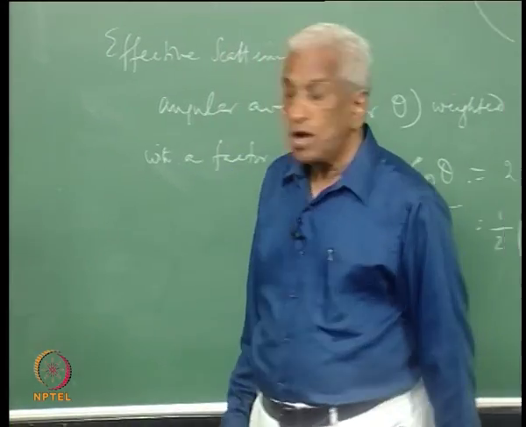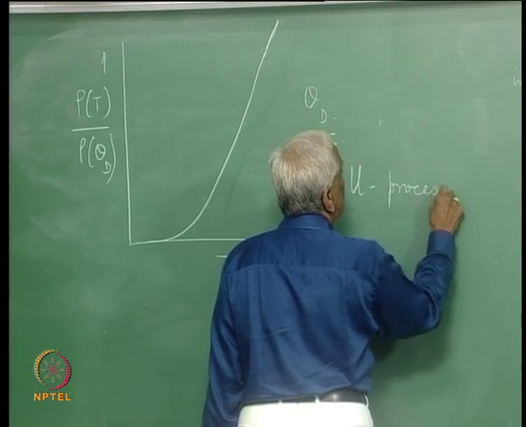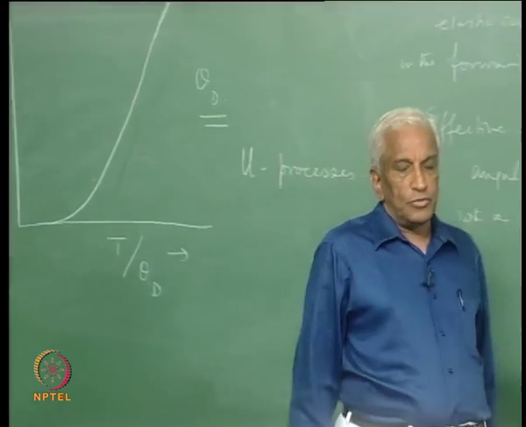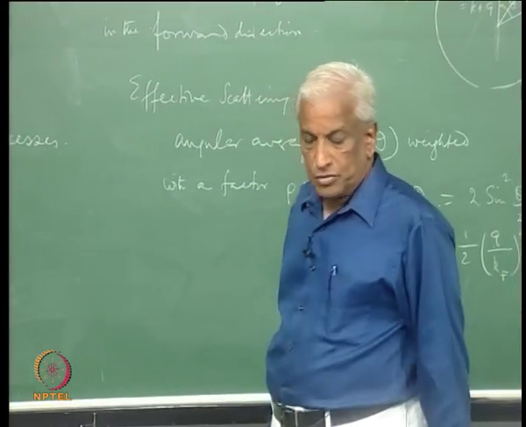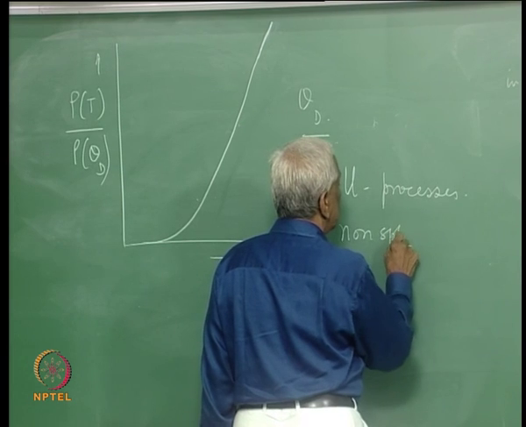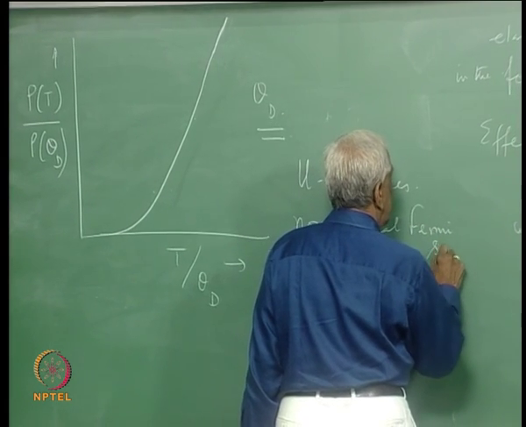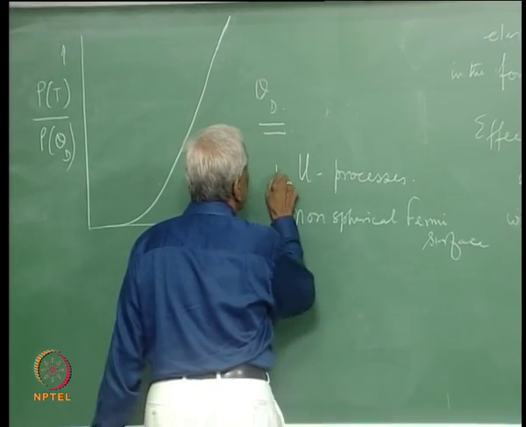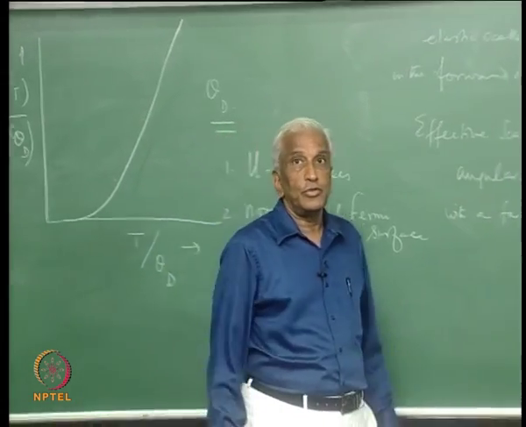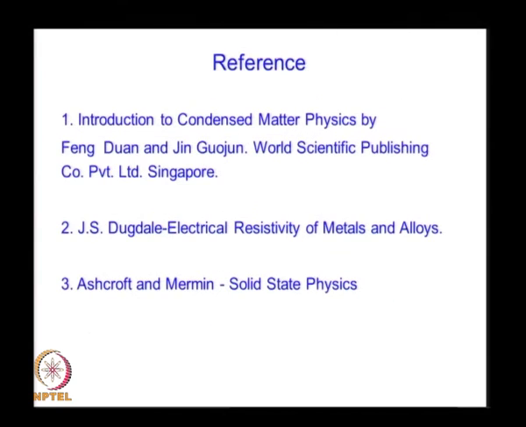However, this discussion has not taken into account Umklapp processes, considered only a normal process, but as we know from the thermal conductivity discussion, Umklapp processes are quite important, and also a possible non-spherical Fermi surface. We have considered only an isotropic spherical Fermi surface. So, these are the two factors which have not been taken into account, but these effects are not dominant in the alkali metals for which the Bloch-Gruneisen law has been verified by the experimental results.